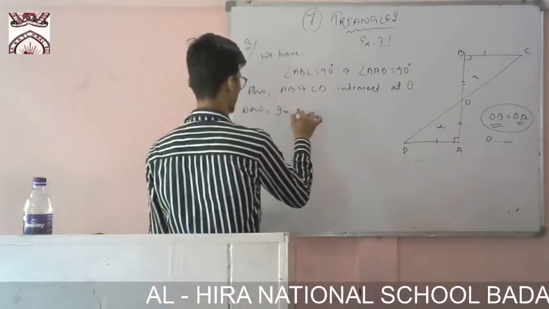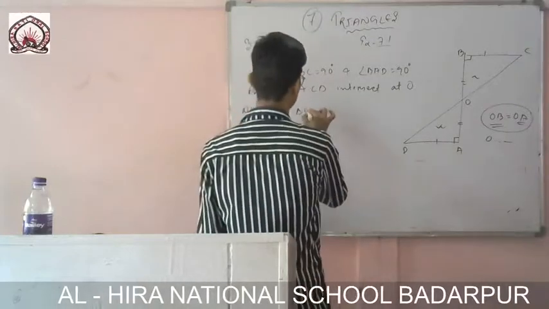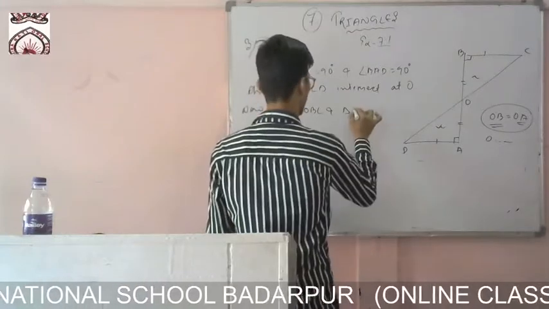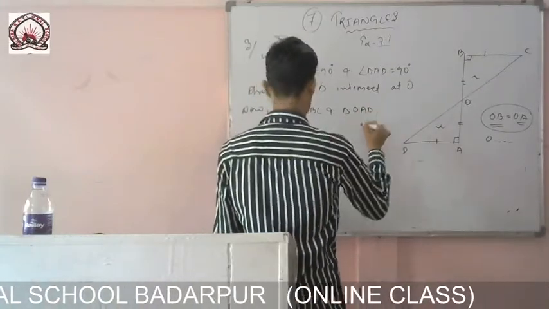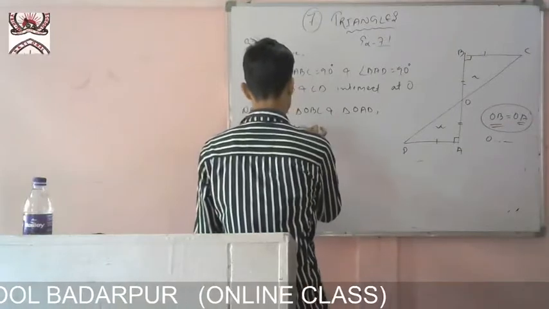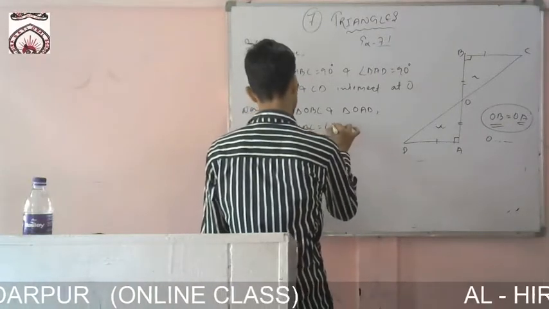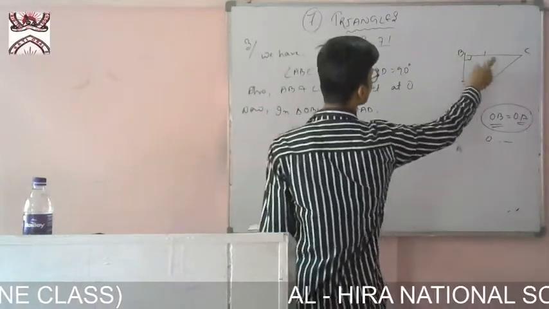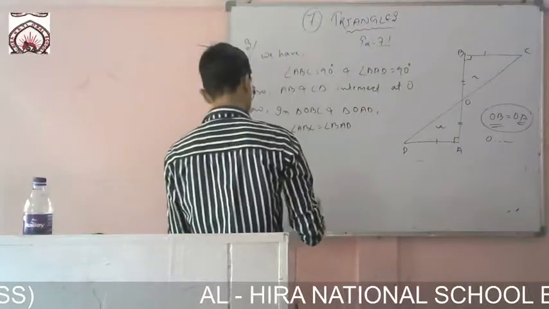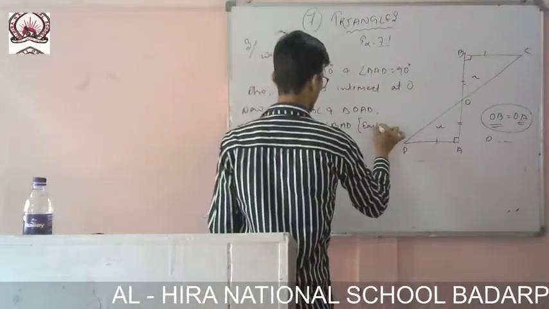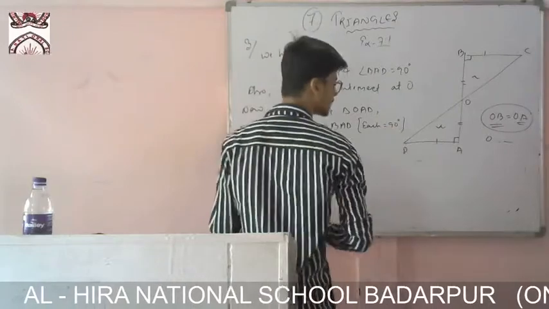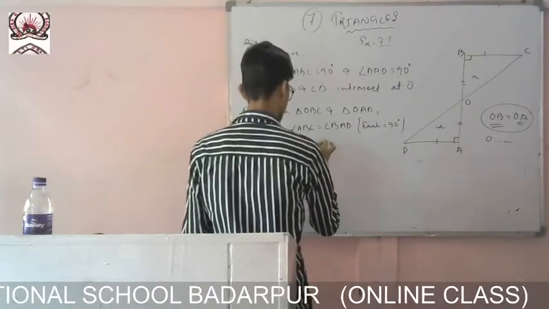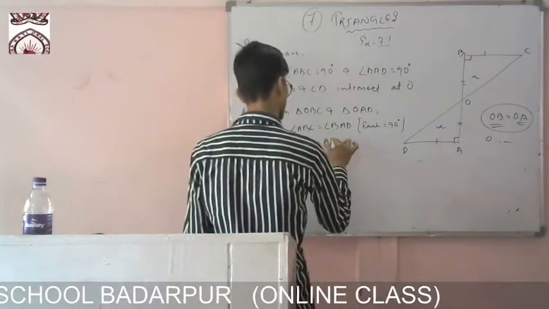Now in triangle OBC and triangle OAD, what we have? Angle ABC equals angle BAD. ABC equals BAD, each 90 degrees, it is given in the question. So let me write each 90. If both of them are 90, that means both of them are equal. Each 90 degrees.